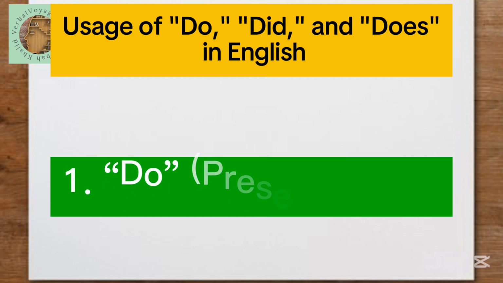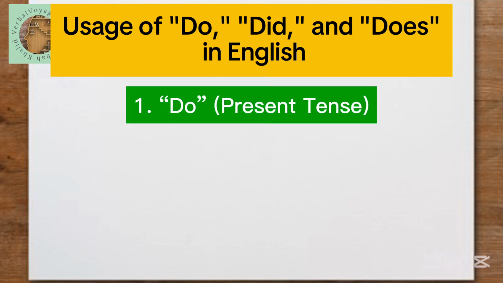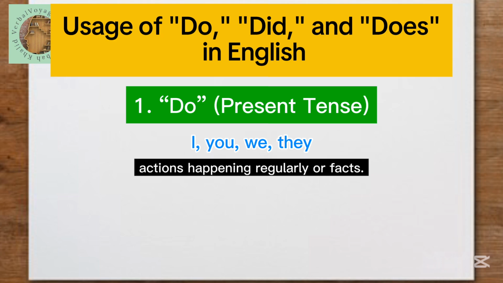Let's move ahead. The very first one is do. Do is used in present tense. Use do with plural subjects like I, you, we, they to form questions and negatives in the present tense. It's used when talking about actions that happen regularly or facts.